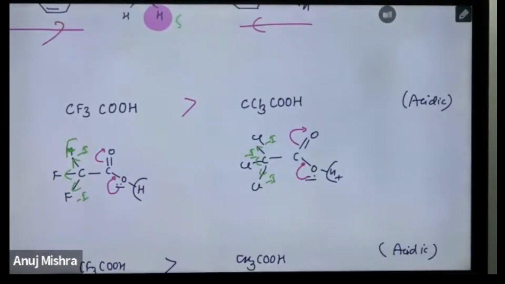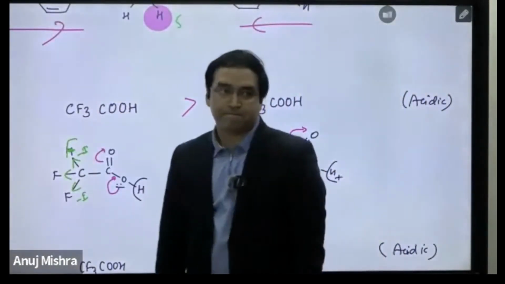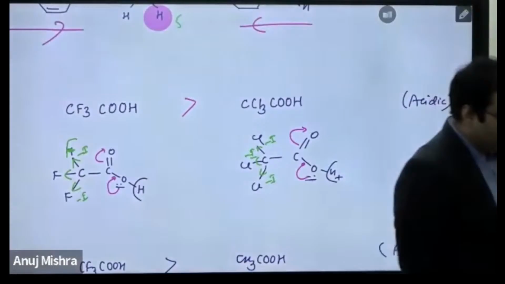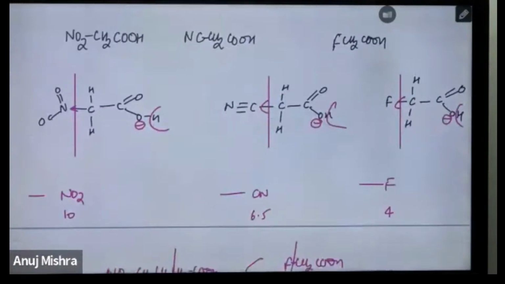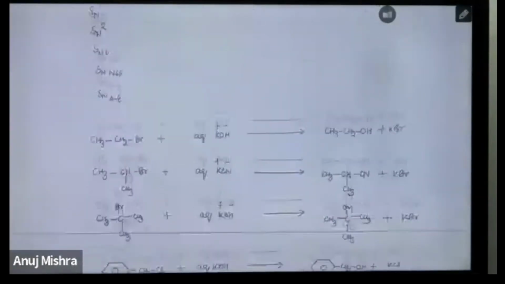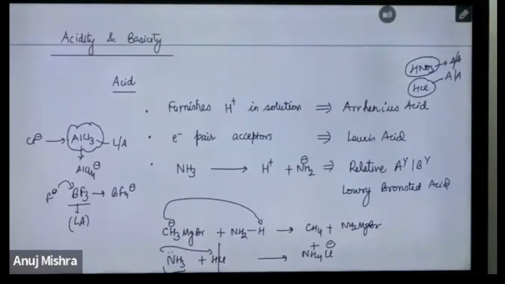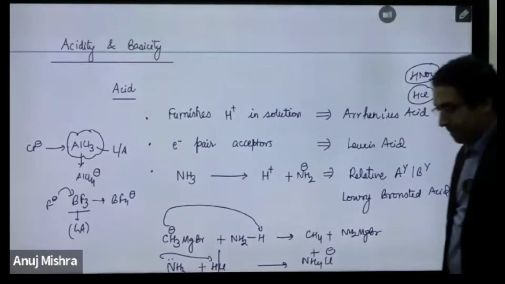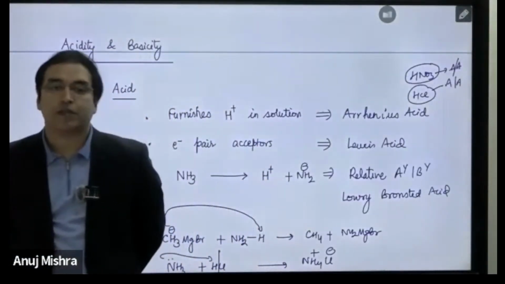Let's write on this. CF3COOH and CCl3COOH. This is the better acid. Why? CF3COOH and CCl3COOH, why is it the better acid? First of all, let's do one thing. Let's do it in a detailed way. Let me just get directly first to acidity, basicity, fundamentals. Then I'll come back to this. Write the heading: acidity and basicity.